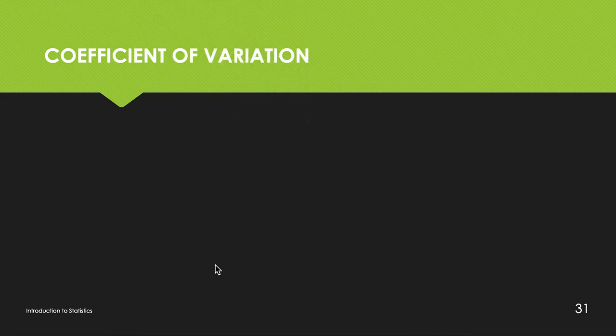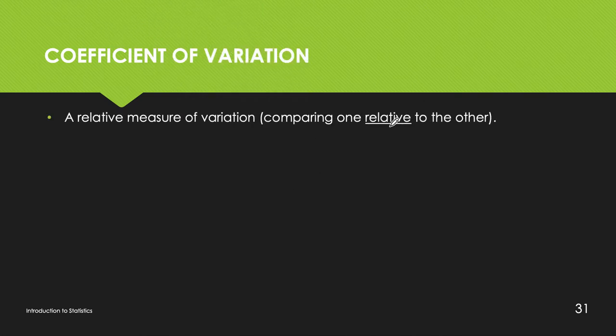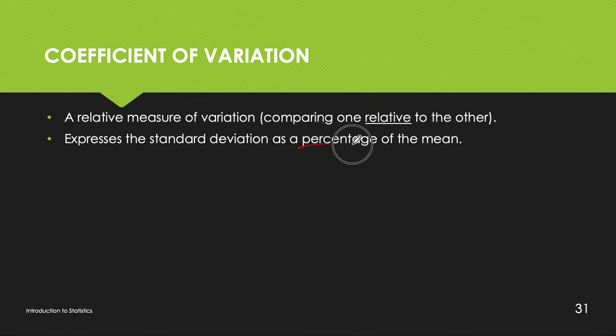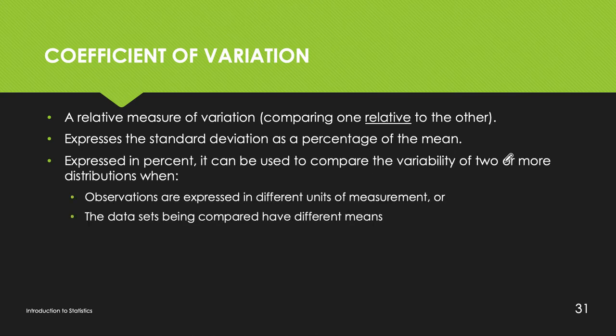So the coefficient of variation is a relative measure of variation. This is when you're comparing one relative to the other. It expresses the standard deviation as a percentage of the mean, and being expressed in percent, it can be used to compare variability of two or more distributions when, number one, observations are expressed in different units of measure. So even though the units of measure are different, we can still measure the variability of two or more distributions. Or if the data sets being compared have different means. So even if the means are different, we can still tell which one is more dispersed or more clustered than the other. So what is our rule of thumb?